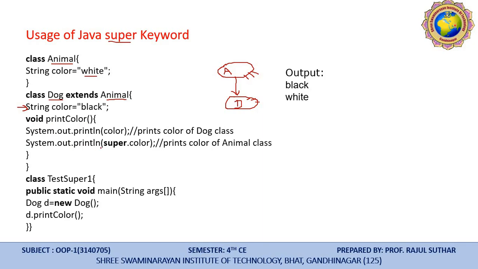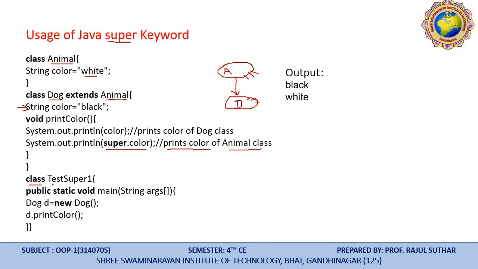Again we require System.out.println with super.color. We are all familiar with the use of super. Super is used to access the attributes of the superclass. Means super.color prints the color of the base class or parent class. So which is the parent class of this program? Animal class is the parent class.